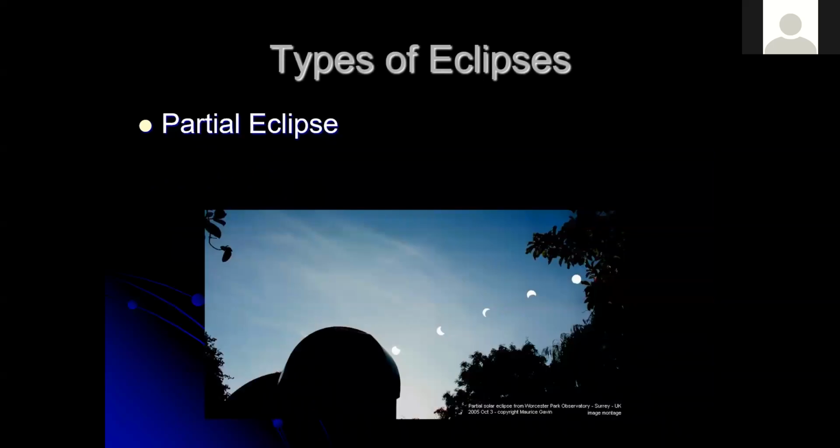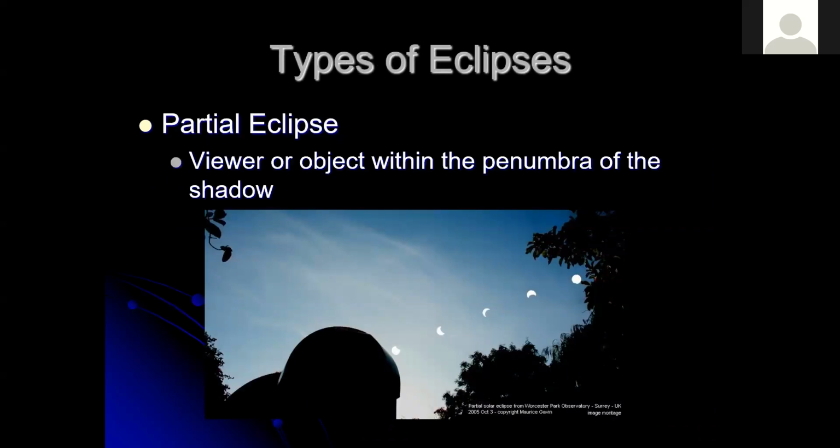All right, and then a partial eclipse is when the object is within the penumbra, which is that kind of shadow.